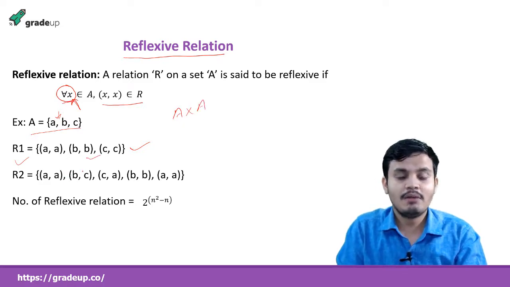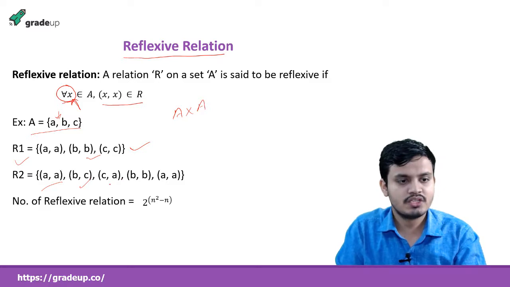See R2. Tell me, is R2 reflexive or not? (a, a) is there. Okay, I don't need to see this also. (b, b) is there, and again (a, a) is there. This should not be there. Actually, it is written by mistake. So we will be having (a, a), (b, b), but we will not be having (c, c). So this relation is not reflexive.